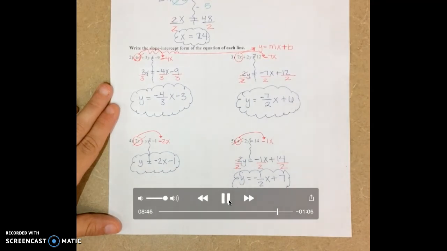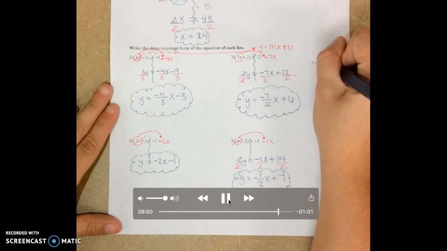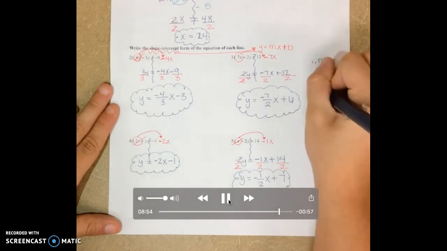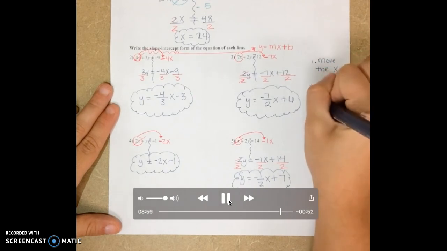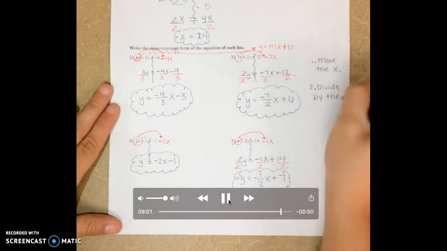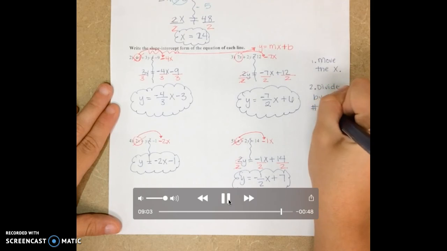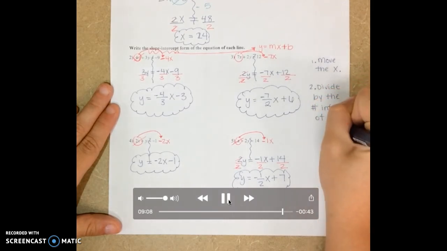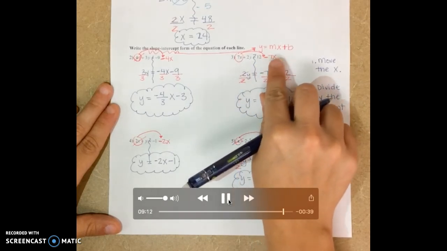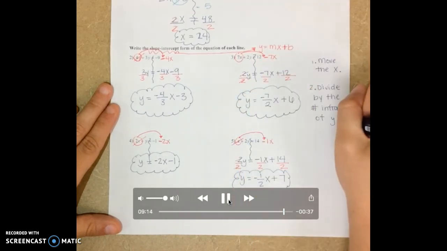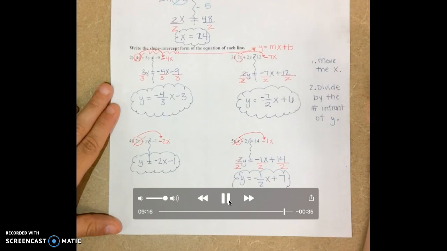that is it. Steps to remember, if you want steps: the first step is move the x. And your second step is to divide by the number in front of y. Do not combine them here. Don't do 12 minus 7. No, this has an x, this one doesn't. So always, always, always be careful with that.